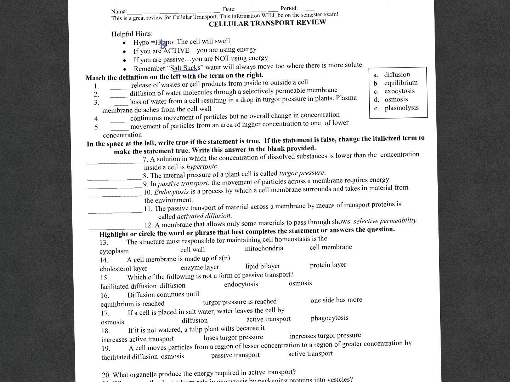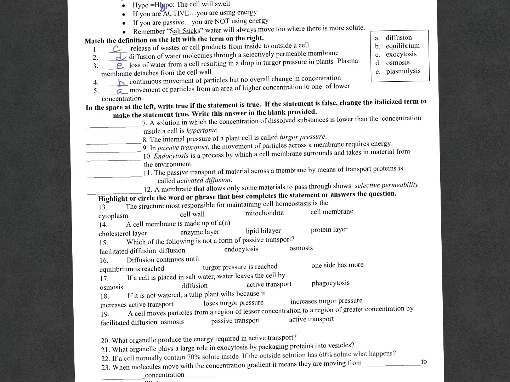All right, release of waste or cell products from inside to outside. We already talked about that. That's exocytosis. That's C. Diffusion of water molecules through a selectively permeable membrane. We've already said that's osmosis, D. Loss of water from cell resulting in a drop of turgor pressure, plasma membrane detaches from the cell wall. We call that plasmolysis. We talked about that. So that's E. Continuous movement of particles, but no overall change in concentration. We talked about that. That's B. And movement of particles from an area of higher concentration to lower concentration is diffusion, A. So those are actually repeated from the previous page.